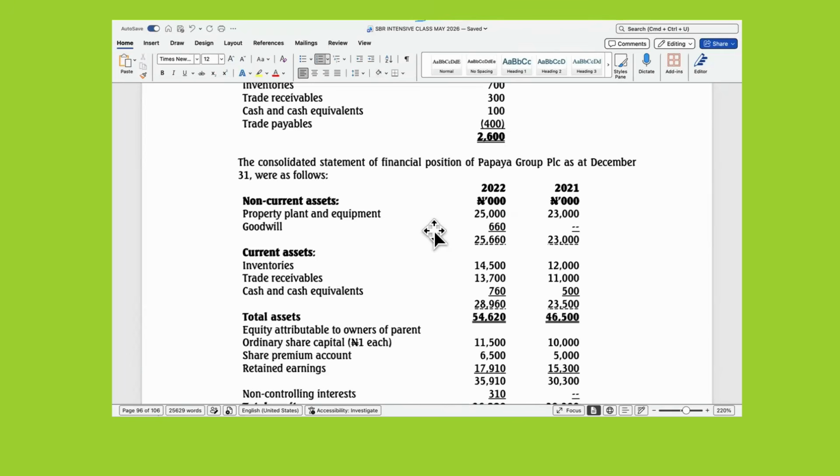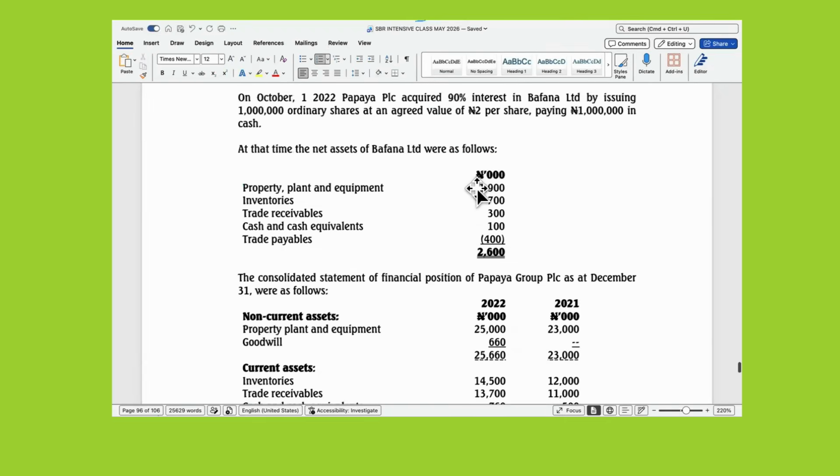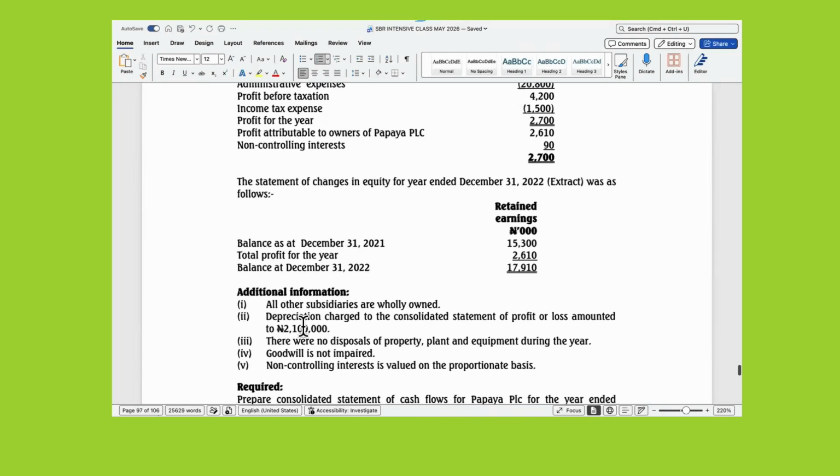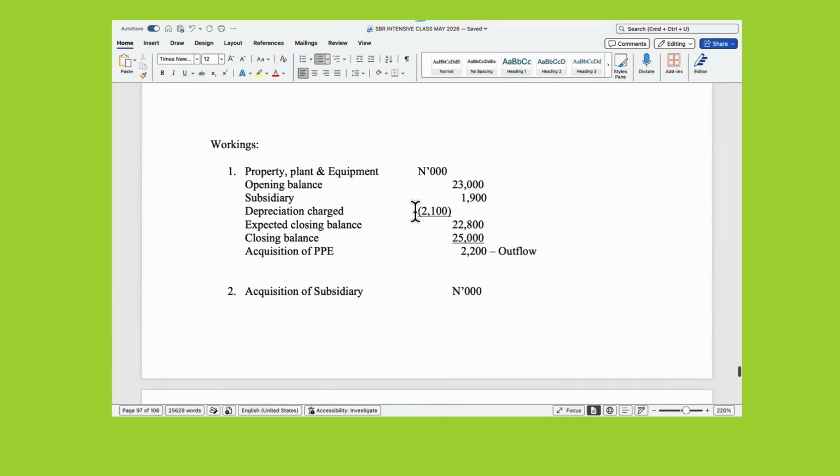So in 2021, since this is consolidated, you know that these values will include the value of the subsidiaries too. So the movement will be 23 plus the subsidiary's PPE of 19 up here, then minus depreciation. They told me there was depreciation of 2.1. Okay, let me just show you. Opening 23, subsidiary 19, depreciation, I remove that.